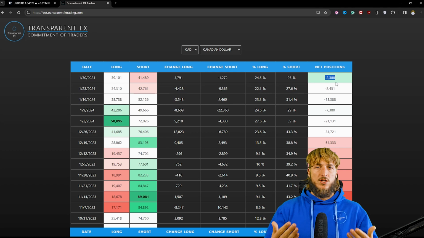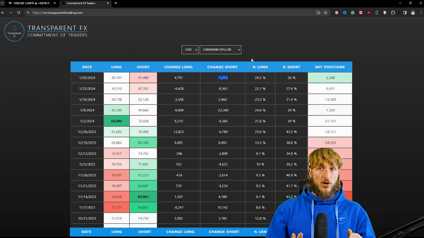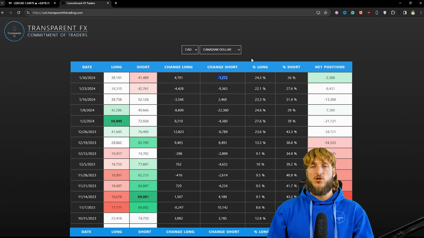So we had a huge increase of the net positions, which makes the CAD stronger, with an extra 4,700 longs added with the last report and 1.2k shorts getting closed. So institutions have been longing the CAD aggressively, which makes USDCAD weaker.